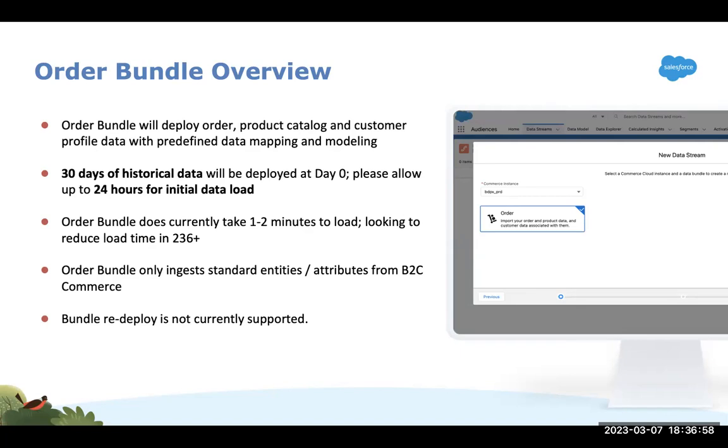That is so cool. I don't need to do all these things. The bundle is an automated exchange package that does all the job, like the streaming, mapping, and everything. You just use the data directly in your data model. That's the benefit of having starter bundles. The most important factor is that the order bundle will deploy your orders data, product catalog, and customer profile data with the predefined data mapping and modeling. It is a complete package, which is what we call bundles.